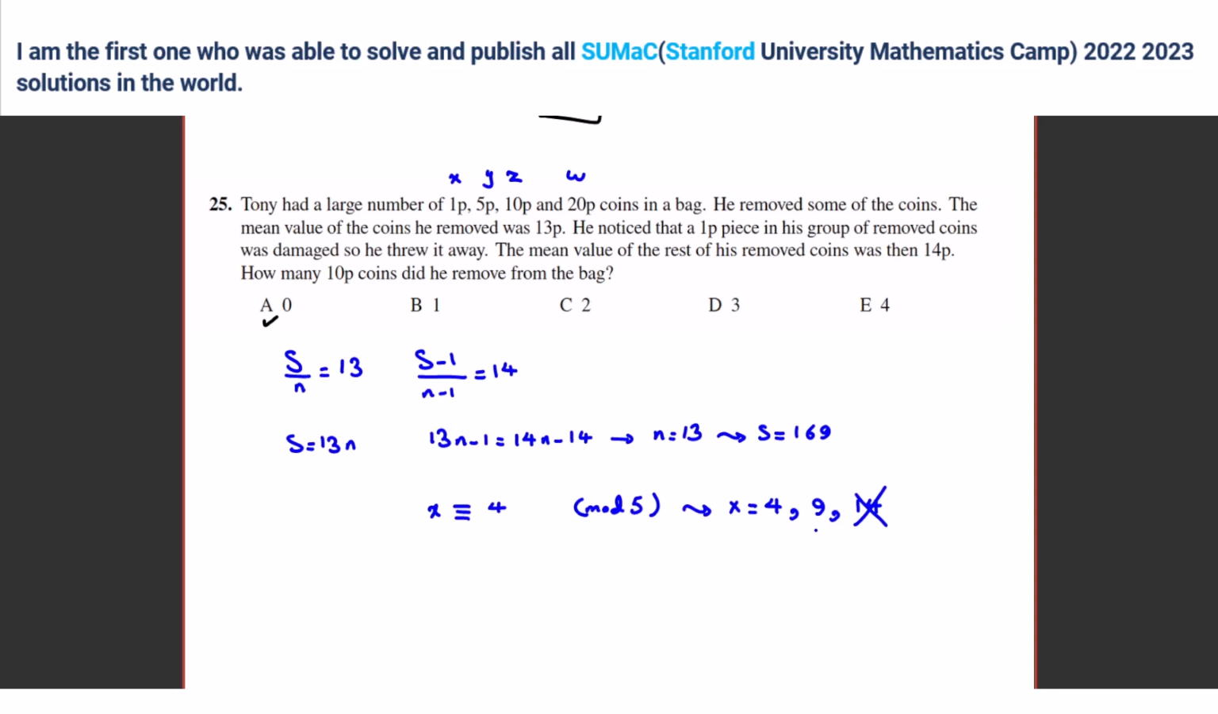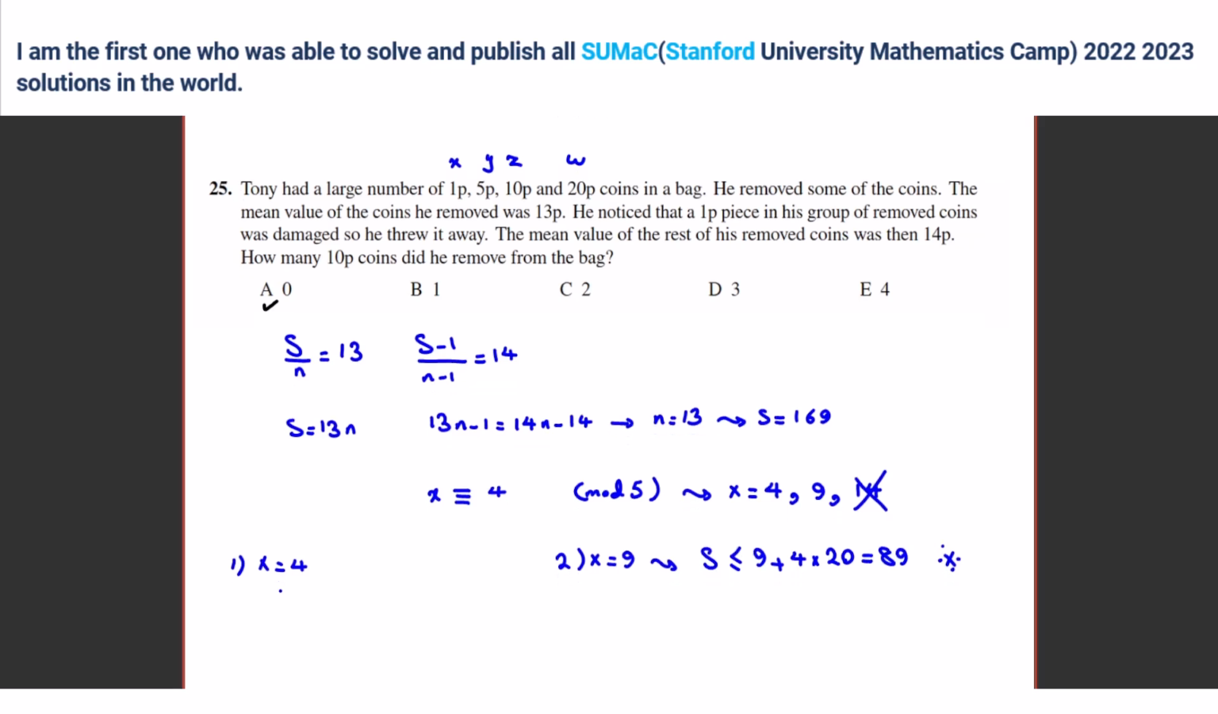Case 1, x is 9. Case 2, x is 4. If x is 9, then we have only 4 other coins. So the S will be at most what in this case? 89. That's 9 plus 4 other coins, each of them 20, 89, which is not possible because S is 169. So x is 4.